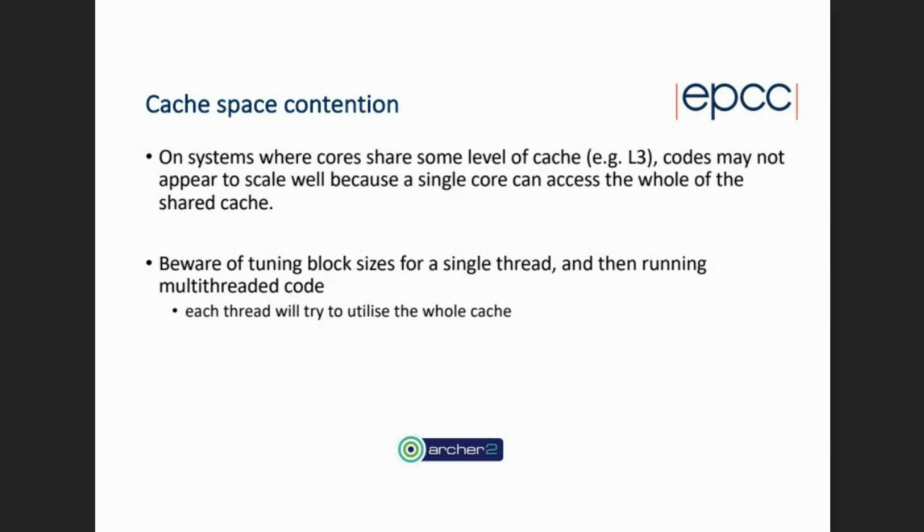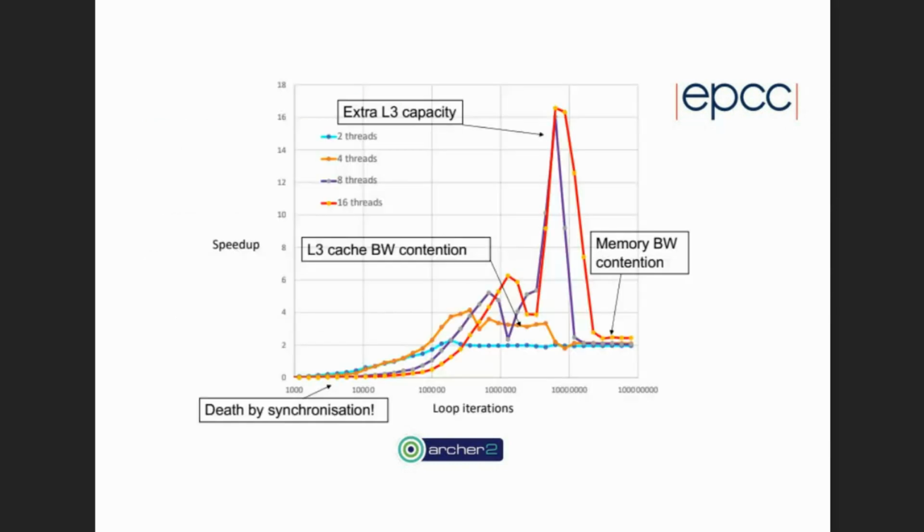So why can 8 threads achieve it? It's precisely this issue: 8 threads have access to double the amount of level 3 cache.